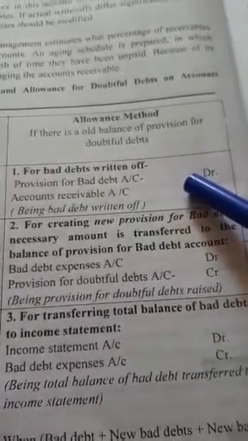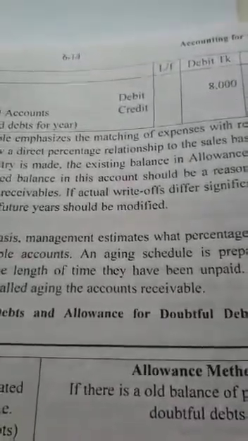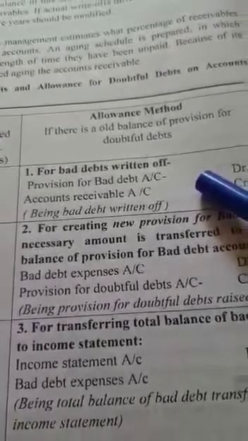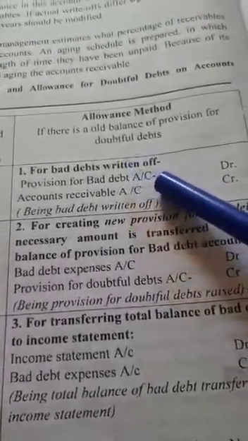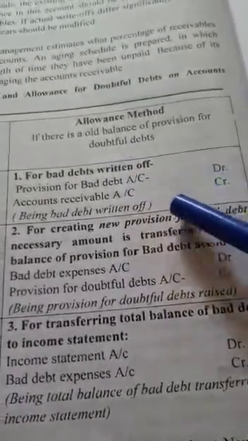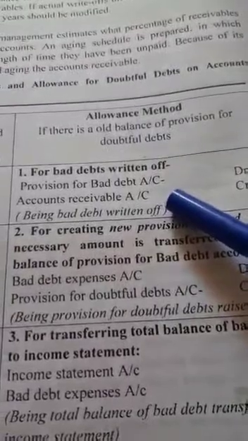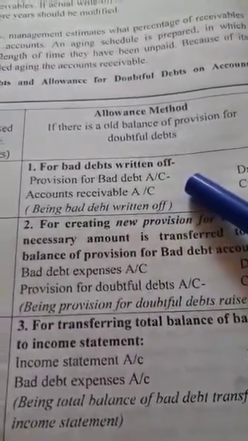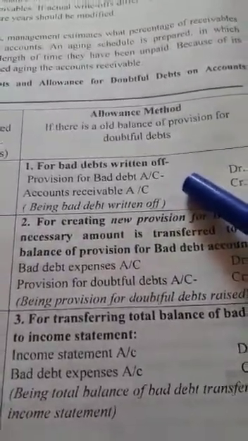I think you understood. I'm giving the example from your book. This is page 614. You can see it in your book. See the first journal for bad debt written off. This is provision for bad debt account debit and accounts receivable account credit. So this is actually how much we didn't get. To write off that amount, we adjust it with the old provision.